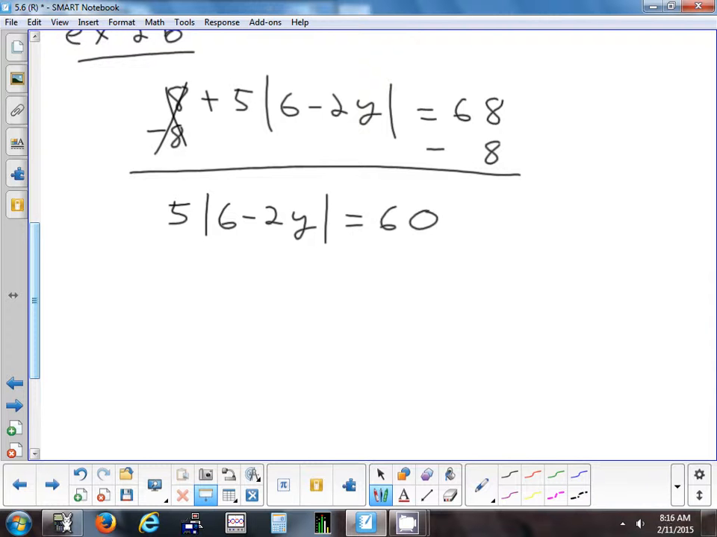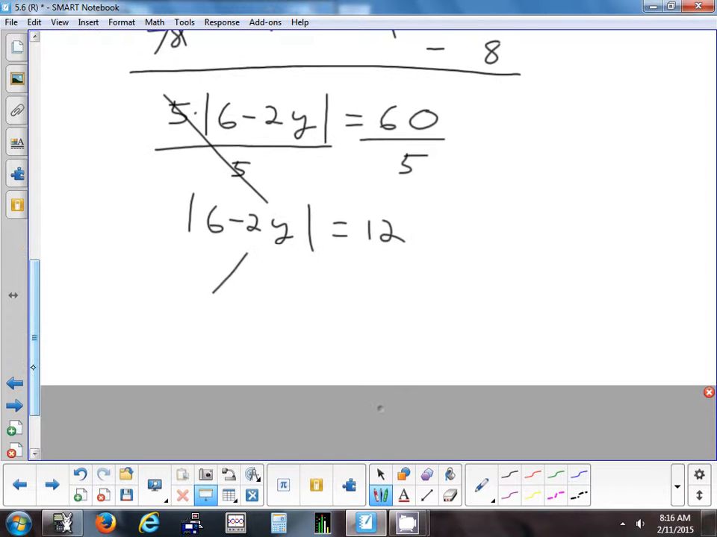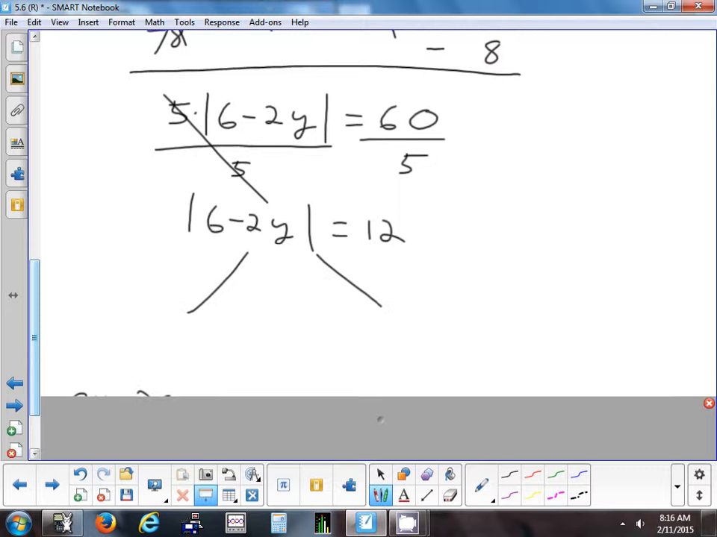Now we've got to get rid of that 5. So we'll divide by 5 and divide by 5. So the 5's are going to cancel. We get absolute value of 6 minus 2y equals 60 divided by 5 is 12. Now we're ready to split it. Okay, so let's split that apart.